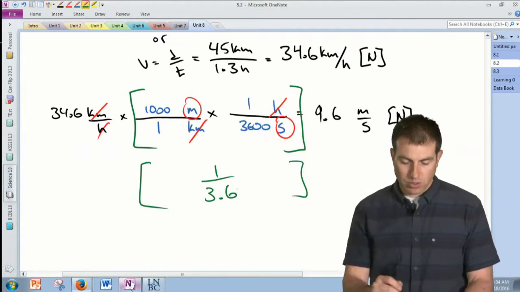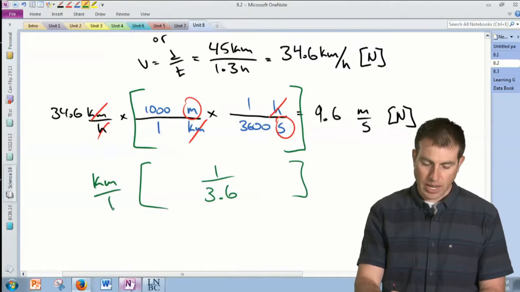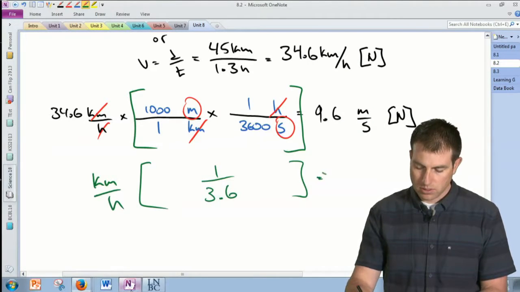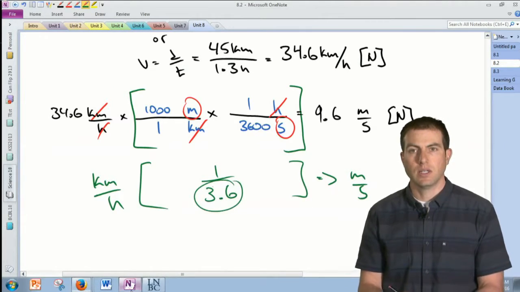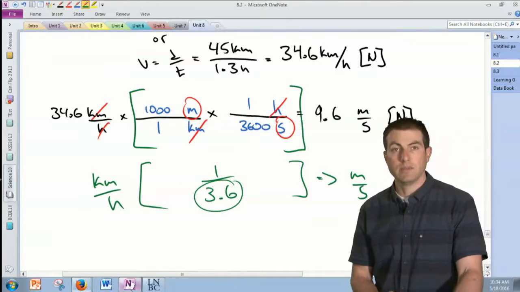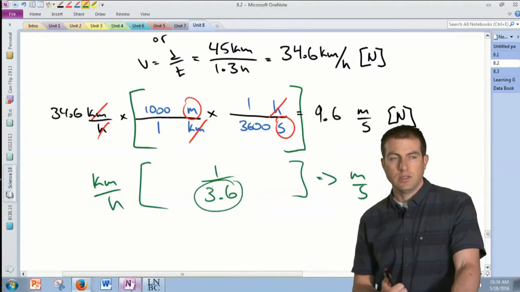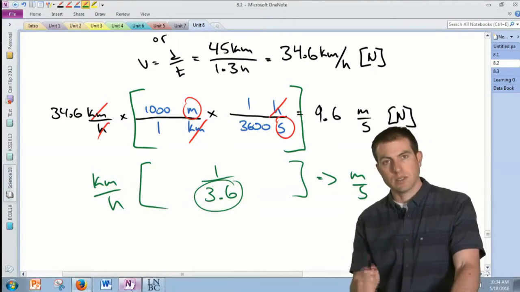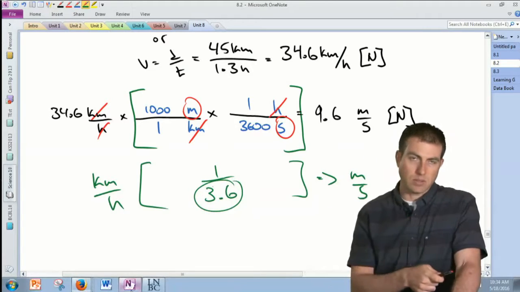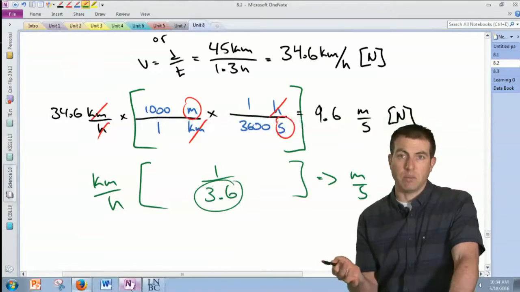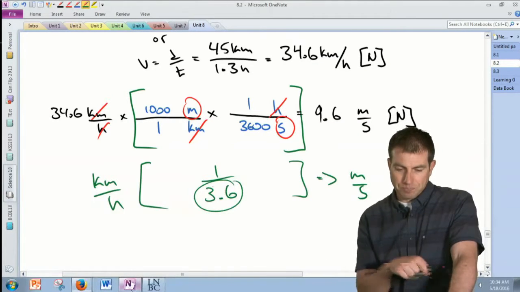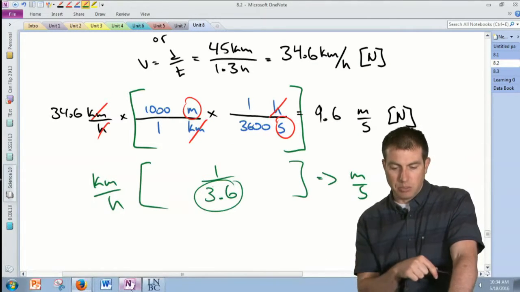So if I'm going from kilometers per hour to meters per second, all I need to do is divide by 3.6. It's kind of a shortcut. Because instead of going 34.6 times 1,000 divided by 3,600, it's just going to be 34.6 times 1 and then divided by 3.6. So it's kind of a little bit of a shortcut.